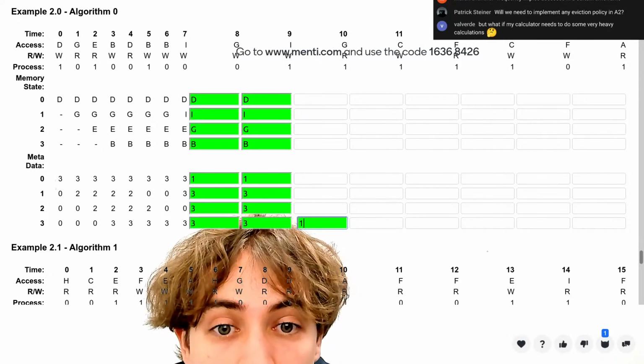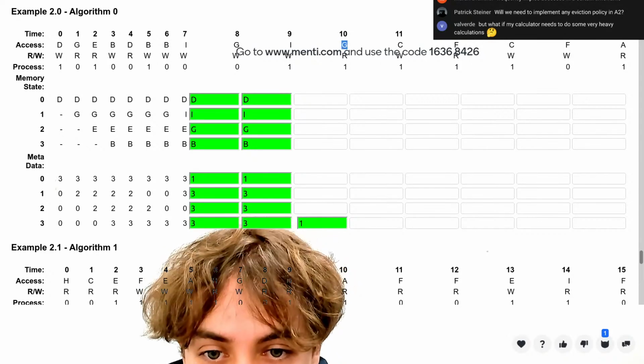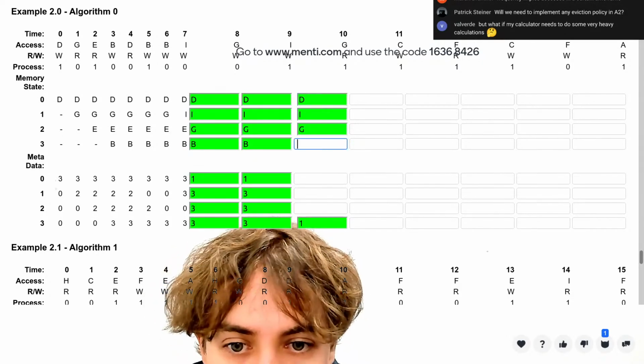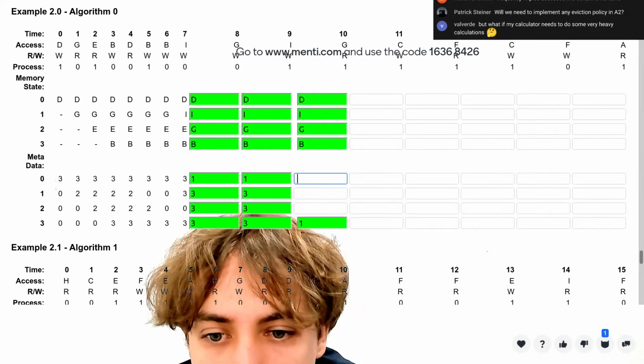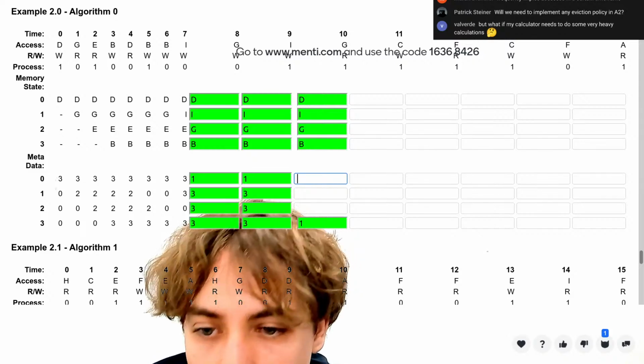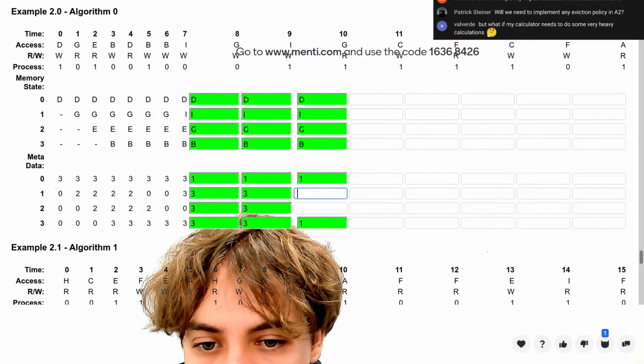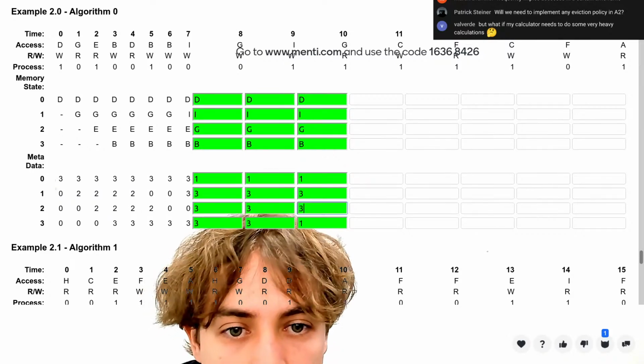Yes. We have an access to G. Would it replace something? No, because it's already there. So that means that all of this stays the same. And then in this case, this stays at 1. This one stays at 3. This one stays at 3.